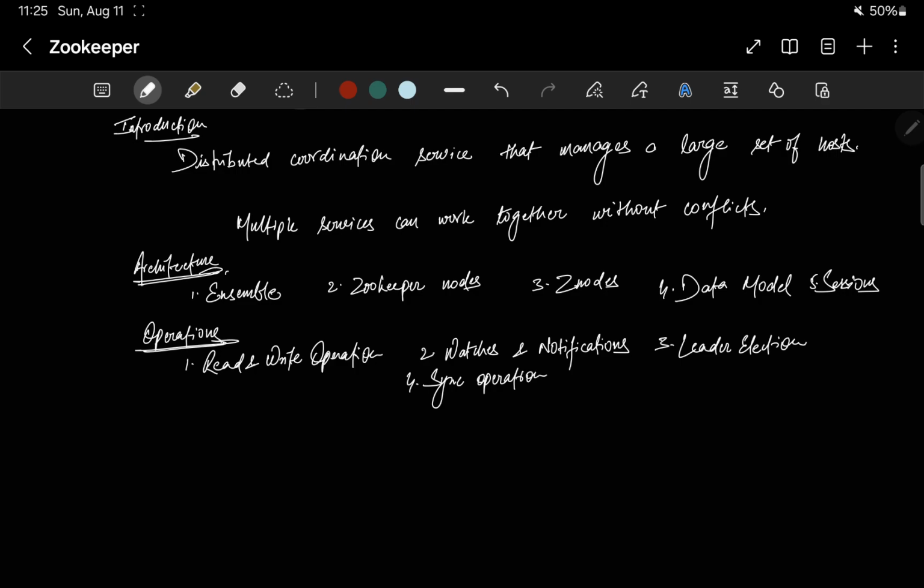So the sync operation ensures a client sees the latest data. The client sends a sync request to the leader, which ensures all followers are up to date before responding. In a distributed logging system, the client might issue a sync before reading logs to ensure it gets the most recent entries. Okay.